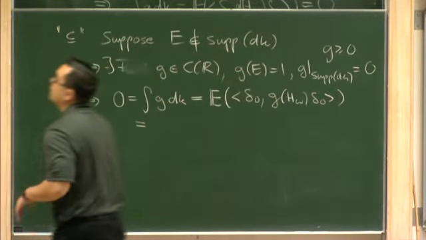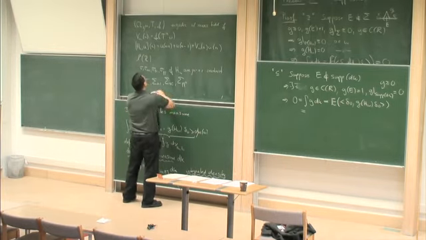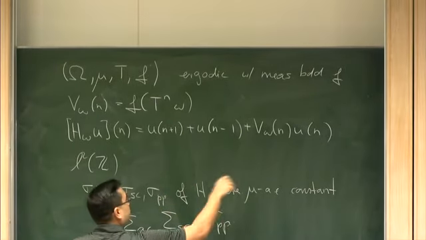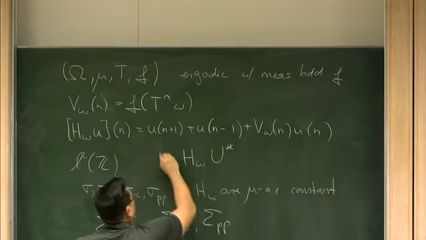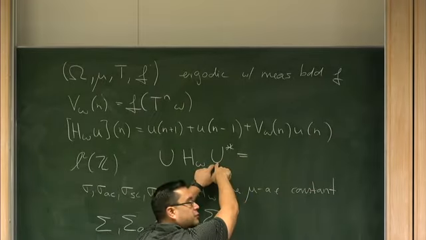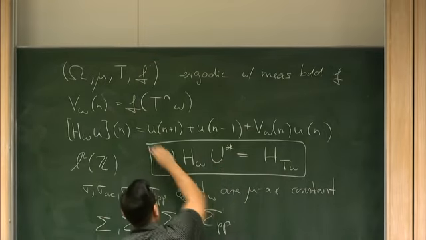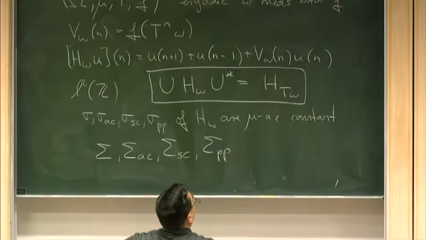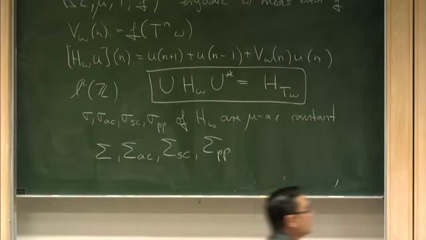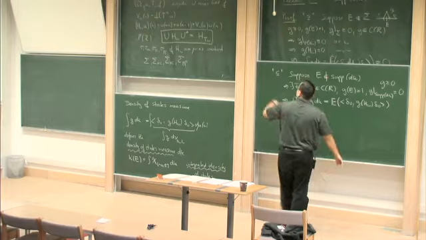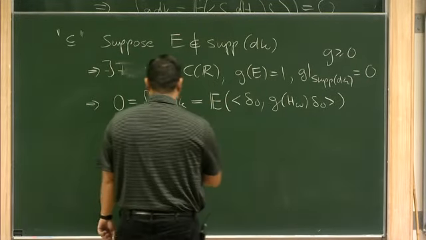But now I use something that I should have recalled here. The crucial identity that we used a few times yesterday is that if I conjugate H omega with this unitary shift operator on L2, I get H of T omega. This was a boxed equation yesterday. It will be a boxed equation again. So H omega and the one with the shifted potential are unitarily equivalent by the shift, and it's expressed by this identity. As soon as you have that, it extends to functions of the operator. So I want to use that here.